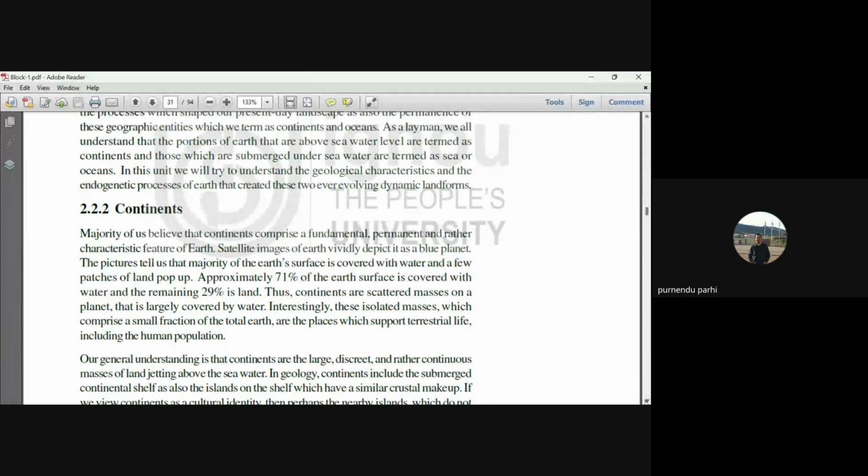Satellite images of Earth vividly depict it as the blue planet. The picture tells us that the majority of the Earth's surface is covered with water and a few patches of land pop up. Approximately 71% of Earth's surface is covered with water and the remaining 29% is land.